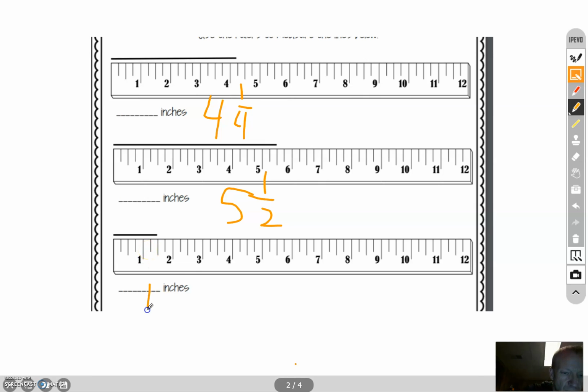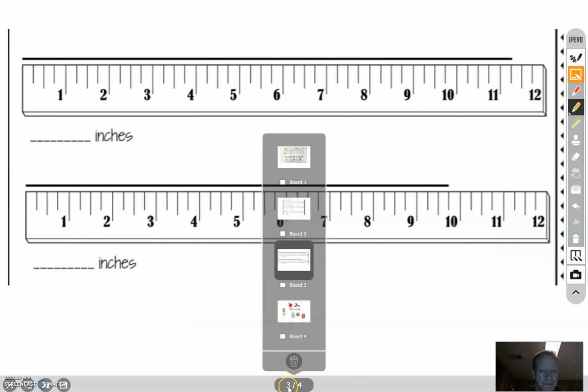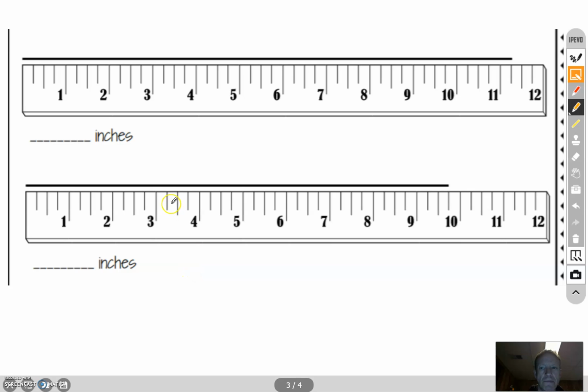If you said it's 1 1/2, that's an excellent choice. Let's go to the next slide and see if we can do some more lines. Go ahead and make your selection of what you think it should be. Very good. It's 11 1/4. Go ahead, and now it's the third line after the 9. So what would that be? Very good. That's 9 3/4.